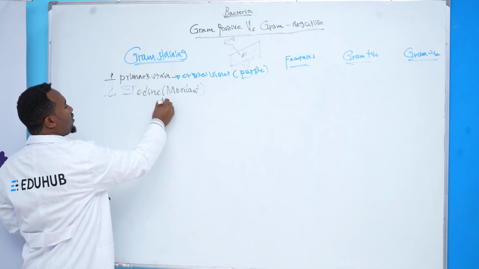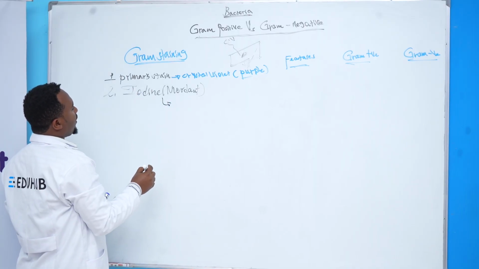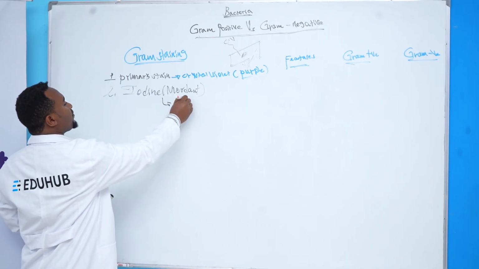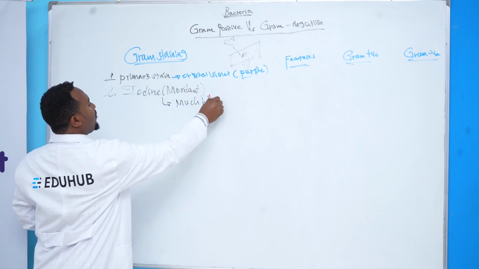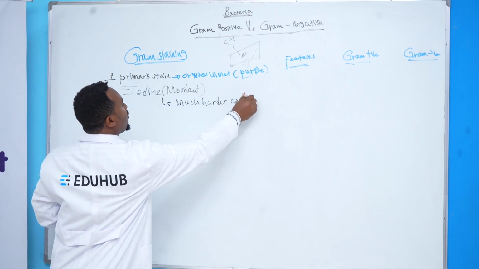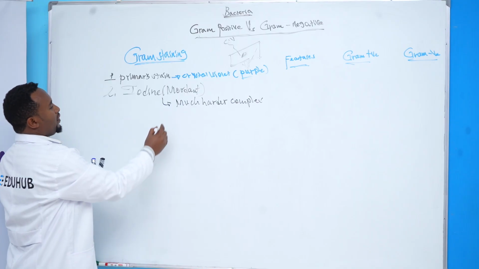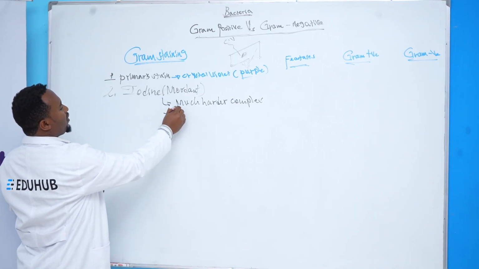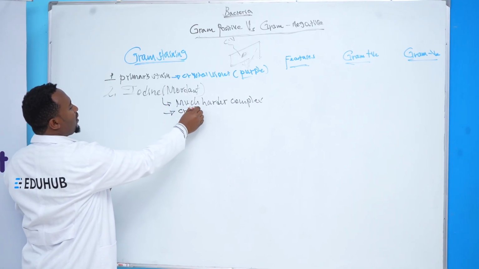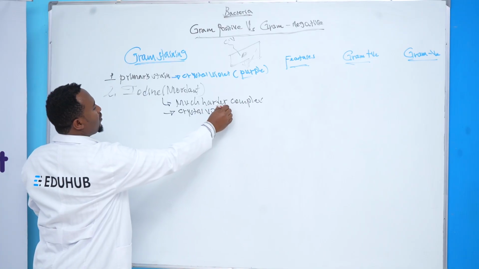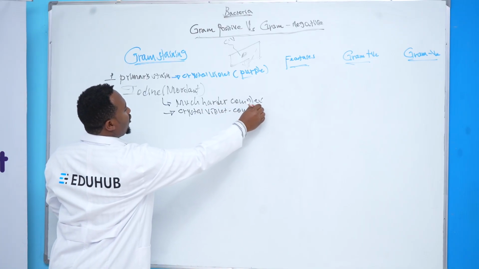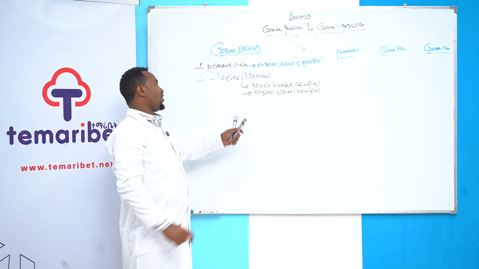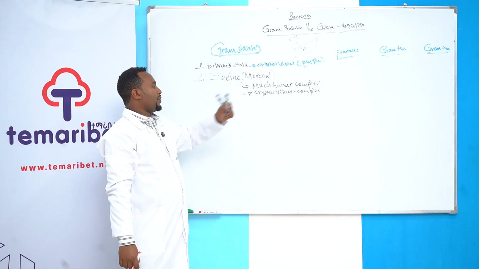So the iodine solution is added. This helps to make a much harder complex. After adding the iodine, a complex is formed that we call the crystal violet complex. This is trapped by the peptidoglycan.